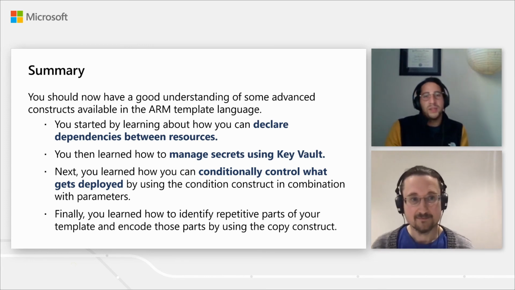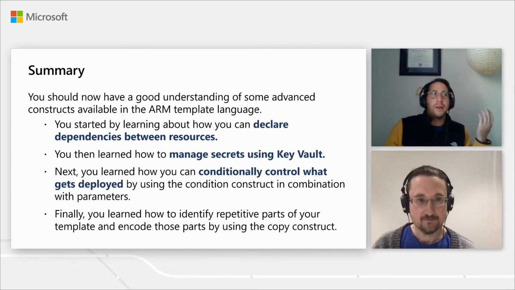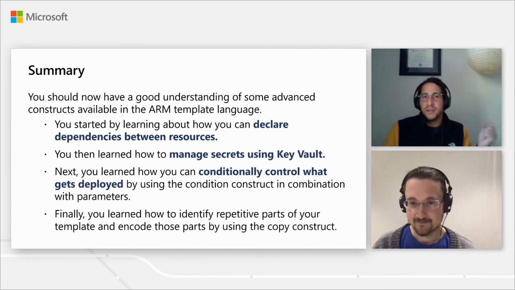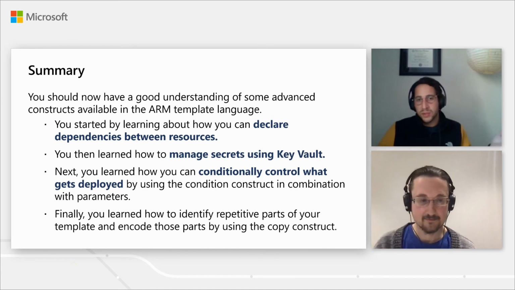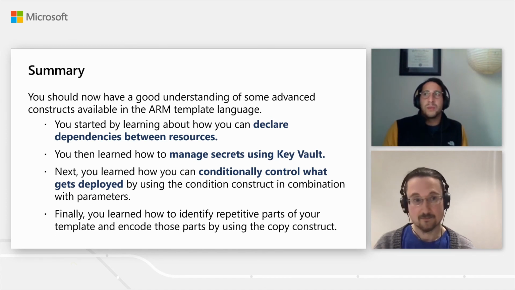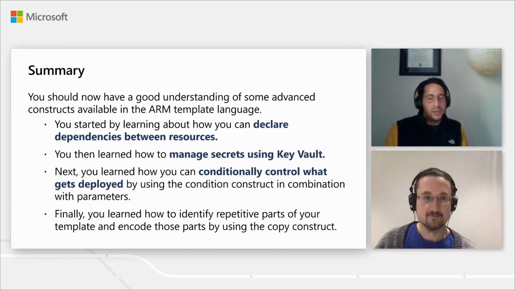As a summary, what did we learn today? So we learned a little bit about how we can specify dependencies to control the order of how resources get deployed. We learned best practices in managing secrets using Azure templates with the Azure Key Vault resource.